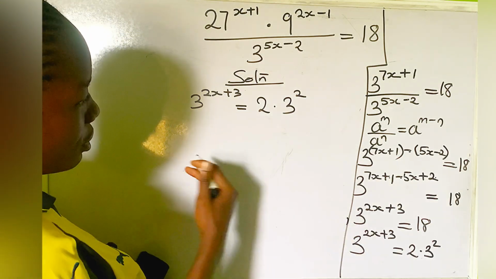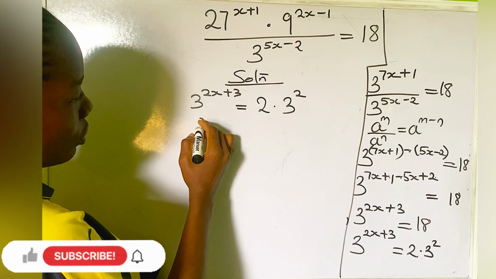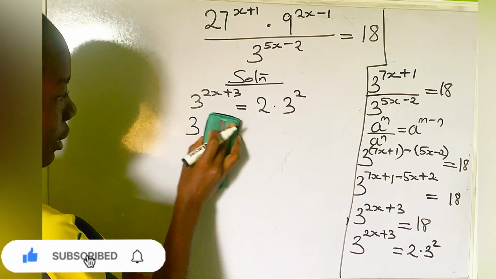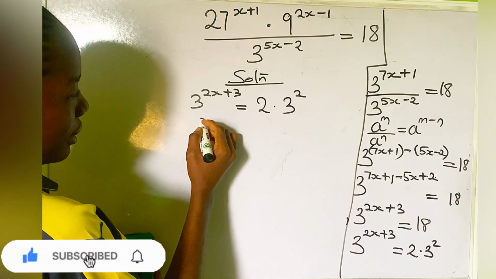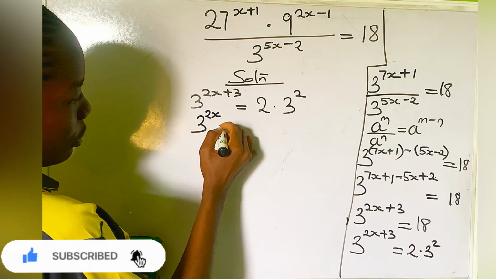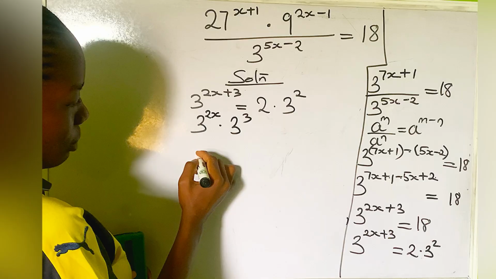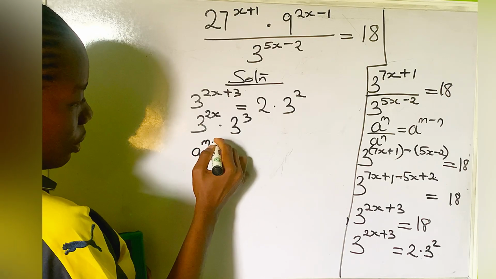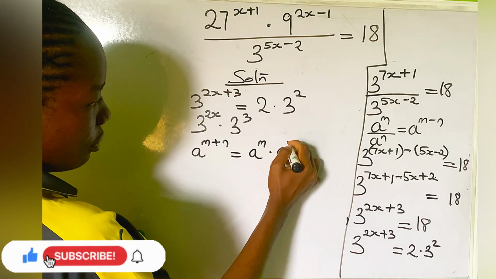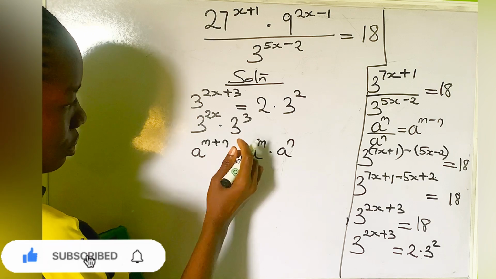Okay, so let's continue. Now we'll have this. So we're looking for, we can do what? Write this as 3 to the power of 2x multiplied by 3 to the power of 3. This is so because when you have something like a to the power of m plus n, it is the same thing as saying a to the power of m multiplied by a to the power of n. Now, look at this, and that's how we have this, right?